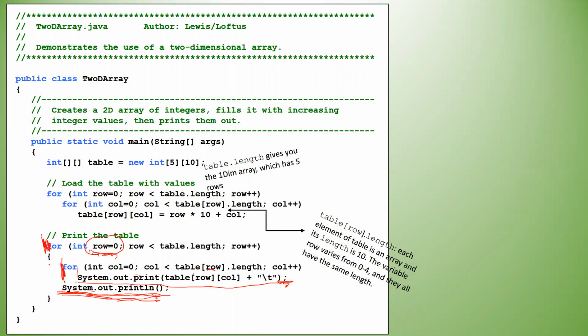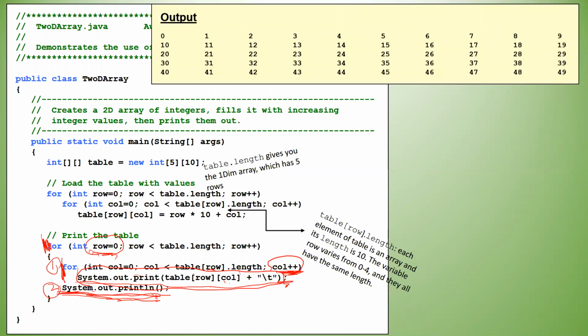Because this is statement 1, this is statement 2. And this statement will run after this statement, after this print. This statement will run after this statement. So, okay, any questions about this? And that's the printout, right?